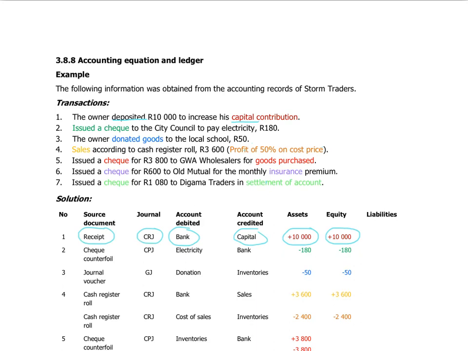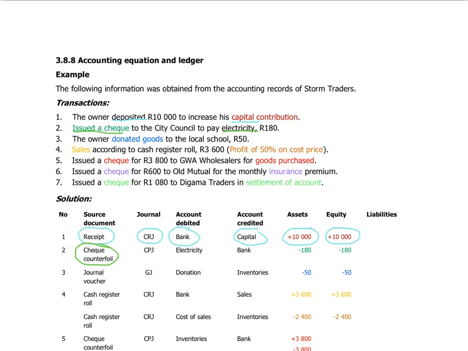Transaction number 2. Issued a check to the City Council to pay electricity. Here we pay out money, so a check was issued, so the money will be taken out of the bank. So the one account will be bank. The expense that we pay is electricity, so the double entry will be in the electricity account. We issue a check, so our source document is check counterfoil.